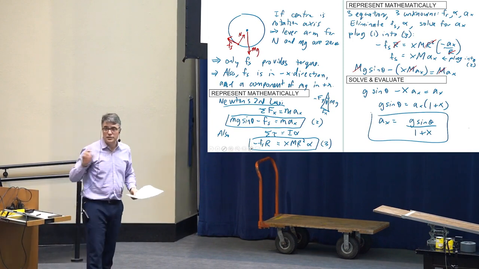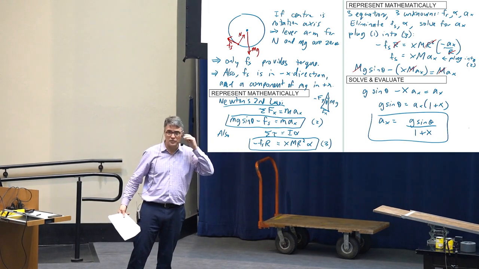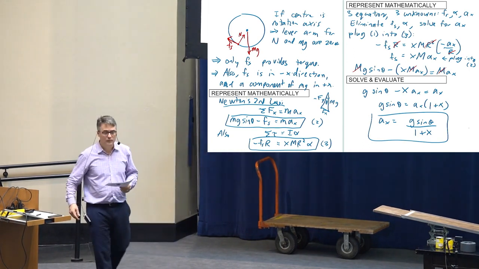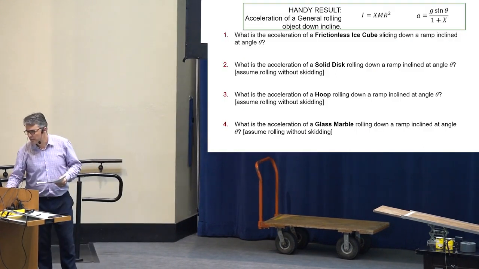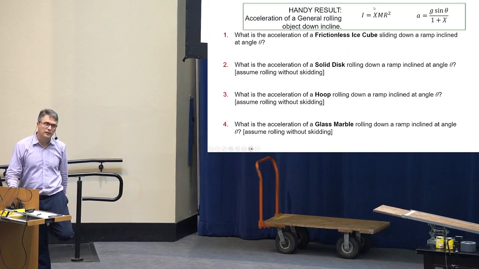And that's less than g sine theta for the sliding thingy. That's because static friction is sort of countering your gravity force. So that's a handy result. Put it on the second screen here. If you know that the rotational inertia is x m r squared, and it's rolling without slipping down an incline of angle theta, then the acceleration will be g sine theta divided by 1 plus x.